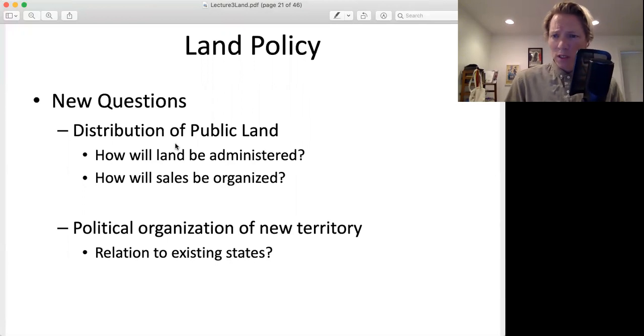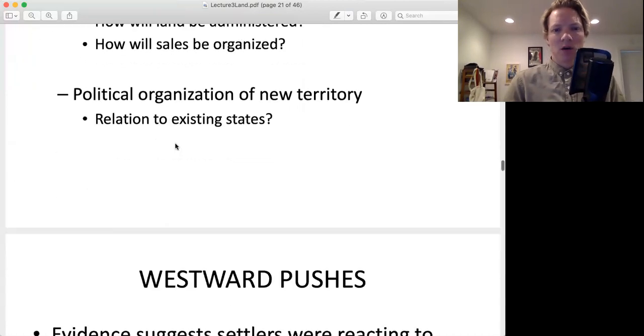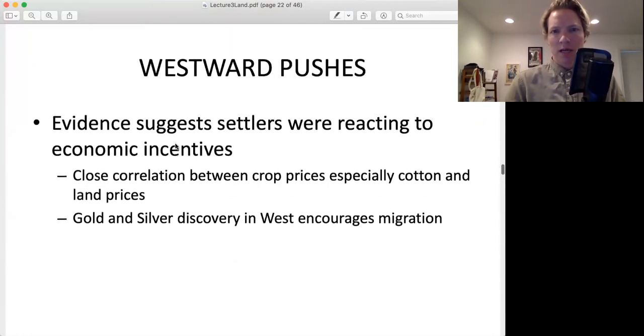So one question is, who gets the land? How are we going to decide who owns this land? And then the second question is essentially, okay, once this land's added, what's going to be the political organization? Are there going to be their own states? Are they going to be added to the existing states? Okay. And so those are sort of the decisions that need to be made.